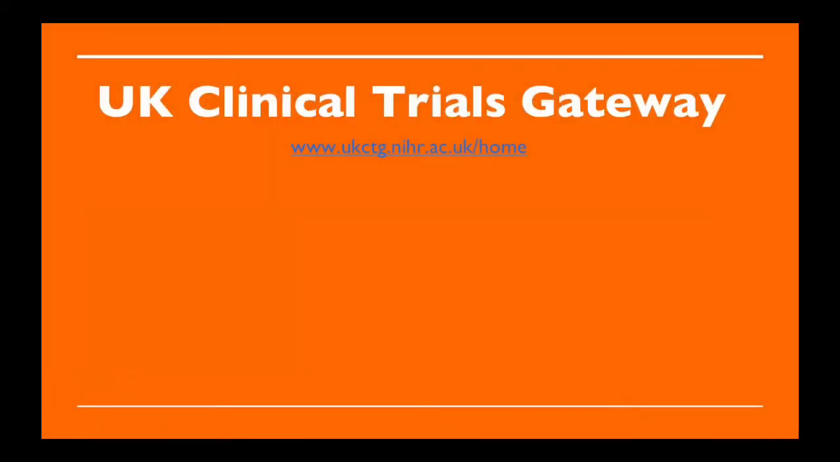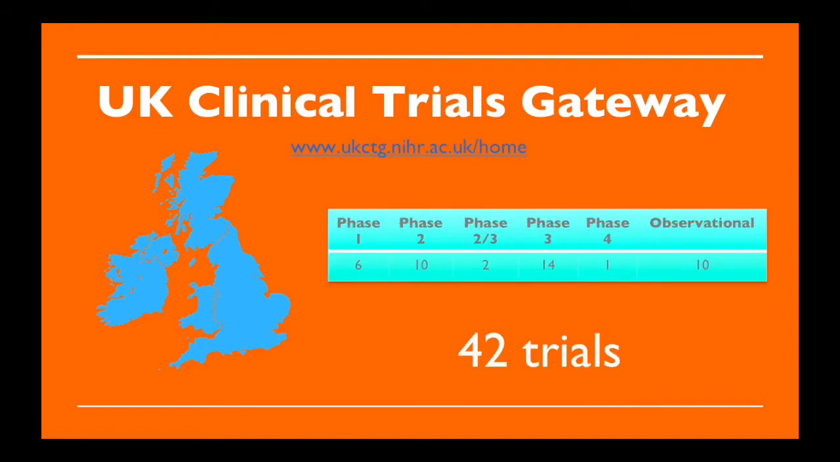The UK Clinical Trials Gateway is a national database that lists all current trials for each disease, their location, and gives more information about why to join a trial and what happens when you're on one. There are currently 42 trials in recruitment for AD and dementia alone.